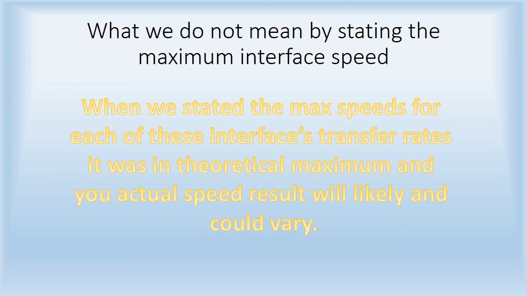What do we not mean when we state maximum interface speed? When we stated the max speeds for each of these interfaces transfer rates, it was the theoretical maximum being presented, and the actual speed will be variant on many factors, such as your device specifically and how much information it can send, such as in the case of a hard drive, that's usually not going to be as much as an SSD. So you could probably get away with USB 2 on a hard drive, especially the older ones, although when you're talking about SSDs, usually USB 2 is going to limit your speed.